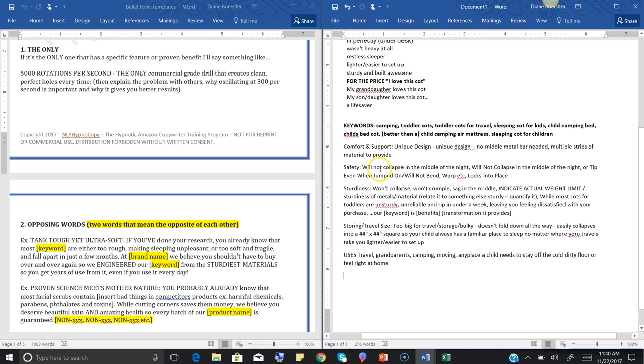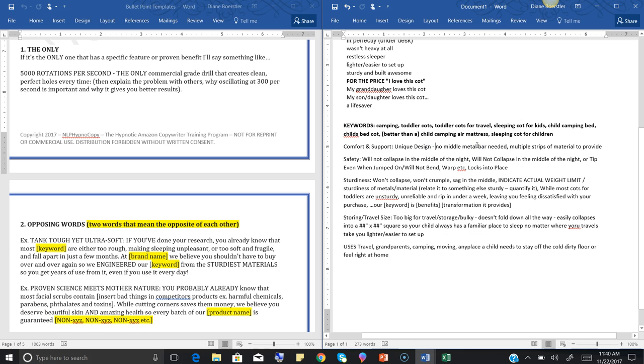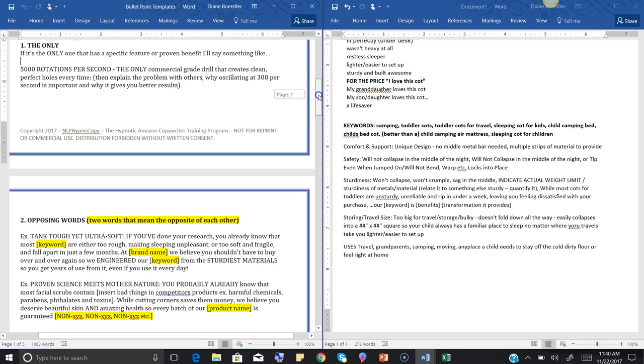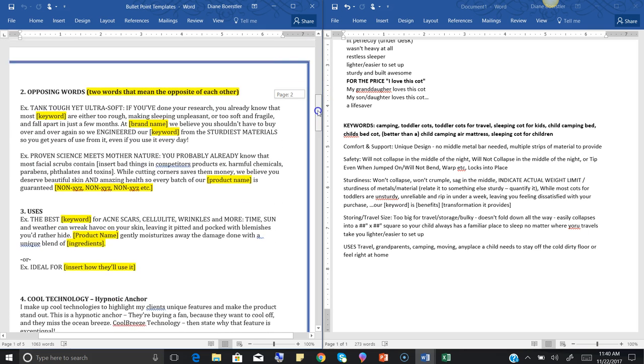So what we can do now that we have this framework is look over here and very simply say, okay, comfort and support, unique design, no metal bar needed, multiple strips of material, right? If this was the only one that offered that, like a new product upgrade, so everybody else is using metal bars or no support at all, and you're the first one who has multiple strips of material to cradle the child underneath the cot, then you could go with "the only," right? I don't know that we're the only ones, but I'm going to assume we are in just a minute.